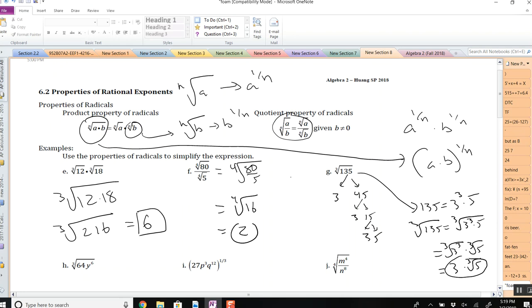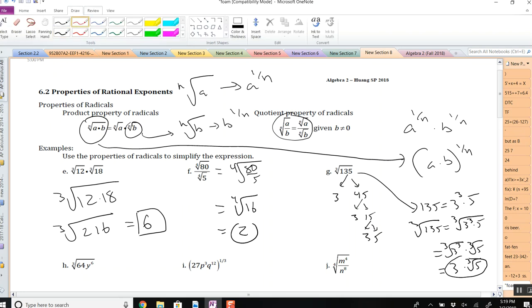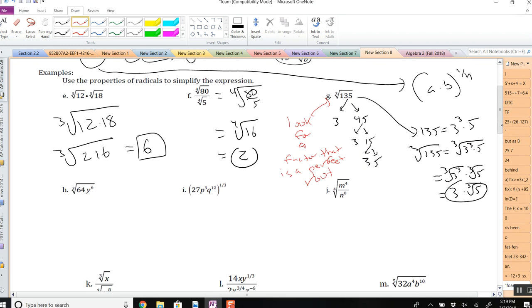So what you're doing is looking for a factor that is a perfect root. Sometimes we talk about perfect square roots. In this case, we're looking for a perfect cube root. So let's look at h. That's yet another one we can look at.